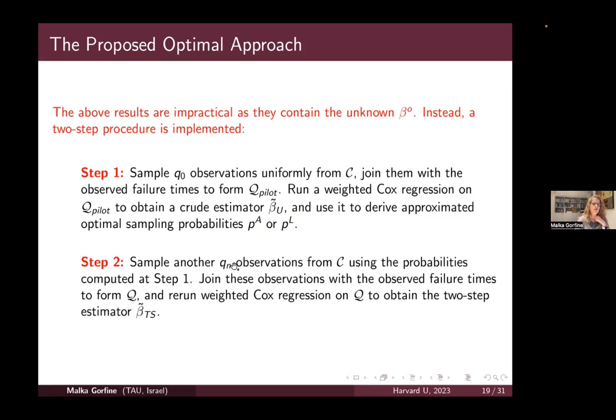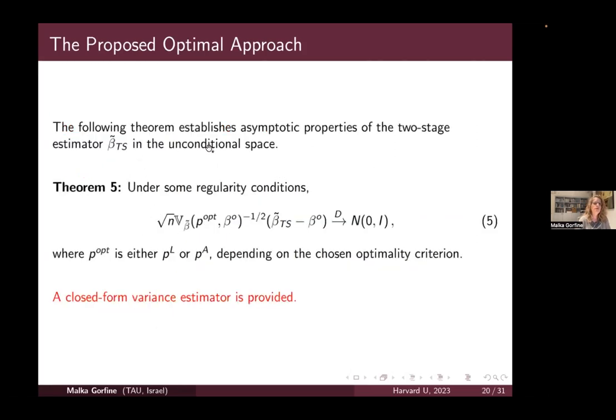Once we have a subsample of the censored observations of size Qn, we join these observations with the observed failure times to form Q. We run weighted Cox regression on Q to obtain the two-step estimator. We denote it as beta tilde TS. So the following theorem establishes the asymptotic properties of the two-stage estimator. It is a consistent estimator of the true regression coefficient vector. And again, we have a closed form for the variance estimator.